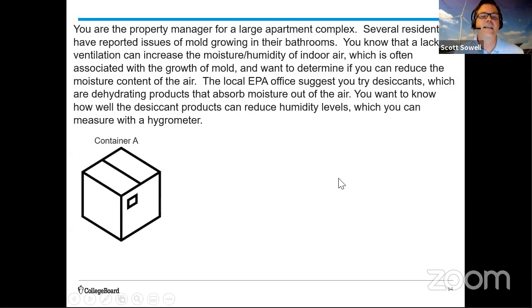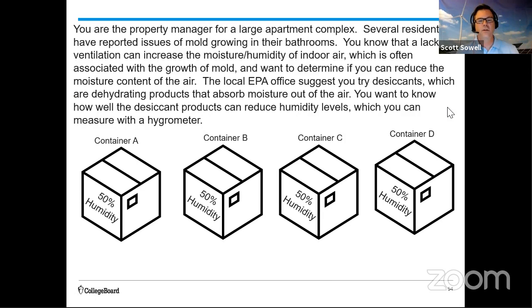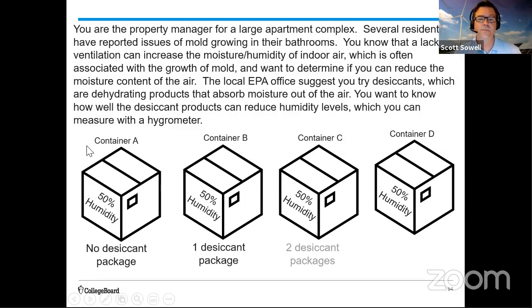So I thought of taking 4 containers, container A, container B, container C, and container D, sealed containers, and squirting water in there until I got it to about a 50% humidity, and I could measure those humidity levels with a hygrometer. So I've got 4 equal containers, equal size, shape, materials, all that. They all have the same level of humidity now. So in container A, I don't put anything in there. There's no desiccant package at all. In B, I put 1 desiccant package. In C, I put 2, and D, I put 3. So that's the experiment that I thought of for testing how well these desiccants can reduce the humidity.